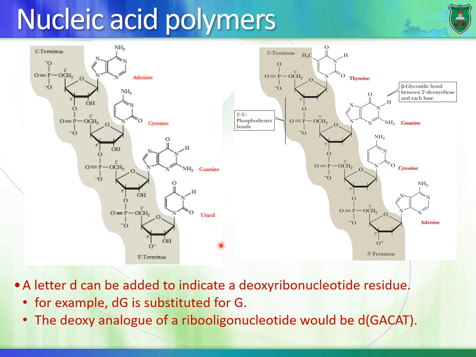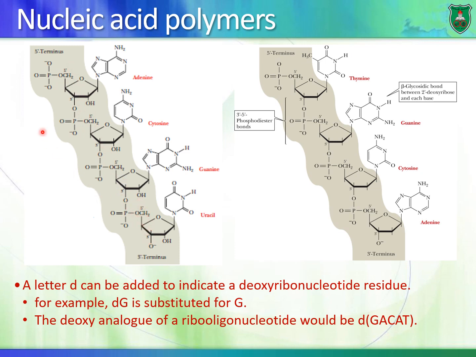Does that mean that uracil does not exist in DNA? You know what? It does, and when it does, it's a mutation. It is something that is wrong. It shouldn't happen in DNA. So it has to be repaired. It has to be removed and replaced by something else. So here you have a nucleic acid polymer, an RNA molecule.